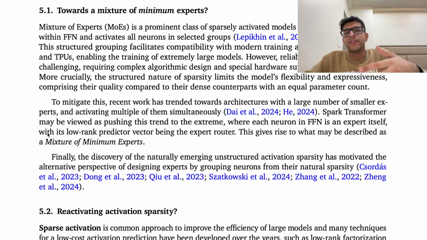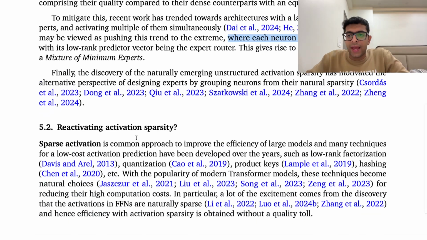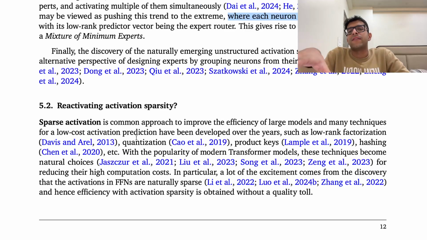In the case of a mixture of experts transformer, we usually use these architectures of mixture of experts, but they have a lot of complex algorithmic design and special hardware support required. So using these kind of transformers, which are very special in understanding the FFN itself, each neuron in the FFN is an expert itself with its own low rank predictor. If you remember, the first split of the query vector itself is a low rank predictor as well. And secondly, reactivating the activation sparsity.